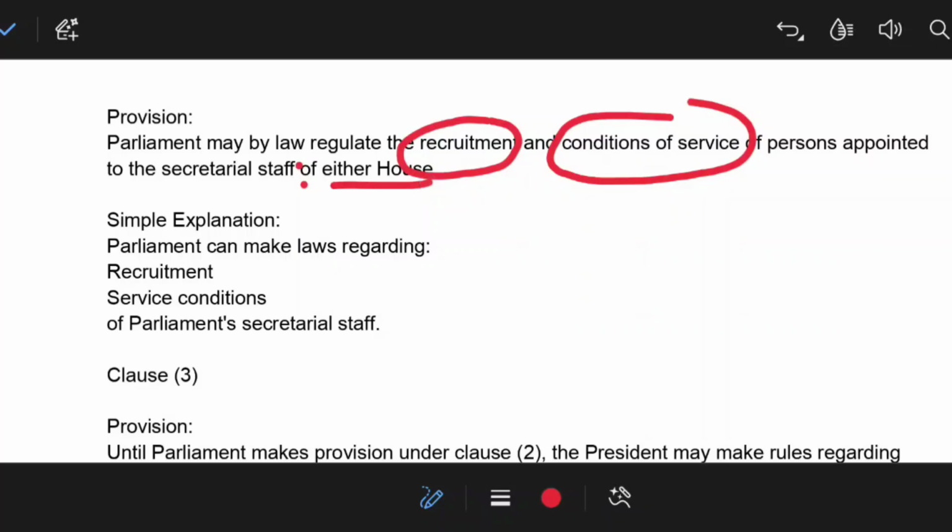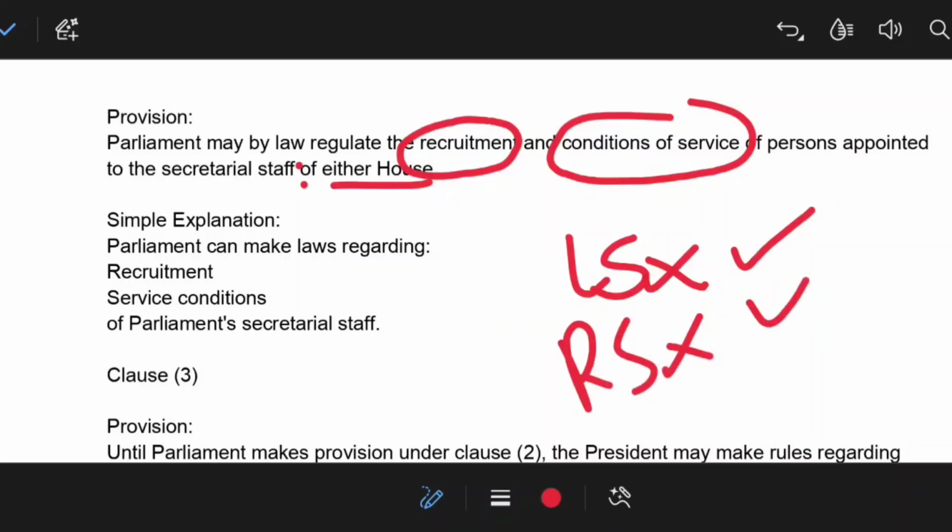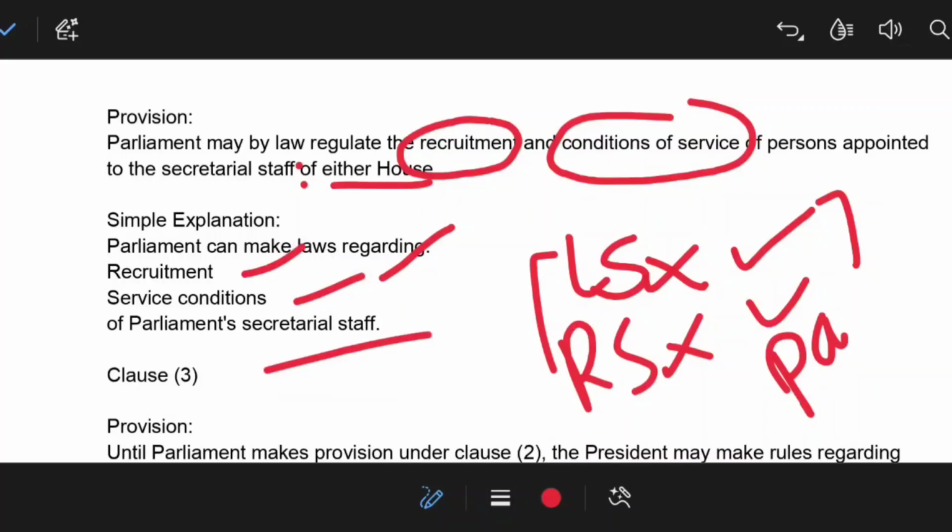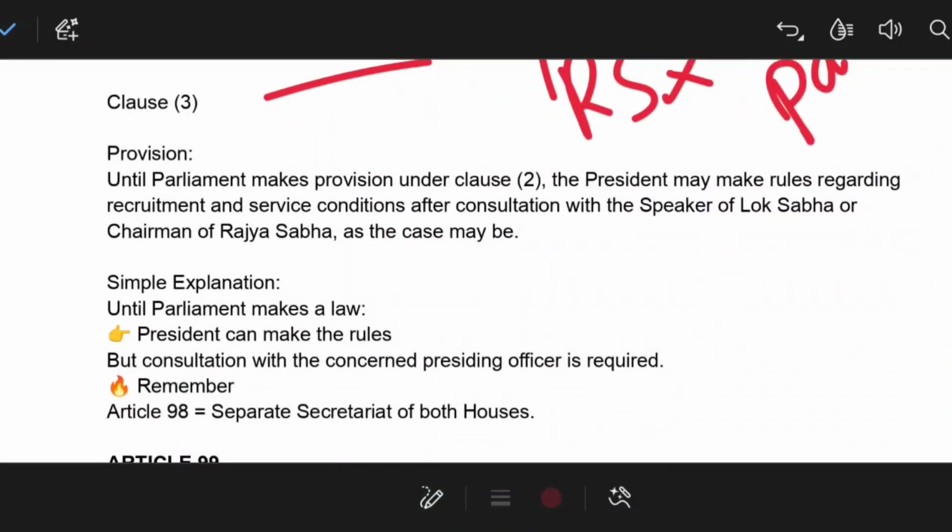Apart from this, Parliament may by law regulate the recruitment and the conditions of service of persons appointed to the secretarial staff of either house. That simply means Lok Sabha does not have the power to decide recruitment or conditions of service for itself only. Even Rajya Sabha does not have that power. Parliament, which consists of Lok Sabha and Rajya Sabha, has the power. Clear? So Parliament can make the law regarding the recruitment and conditions of service of the secretarial staff.